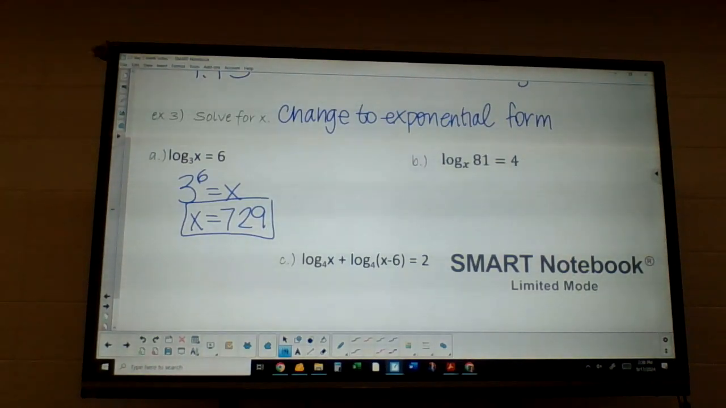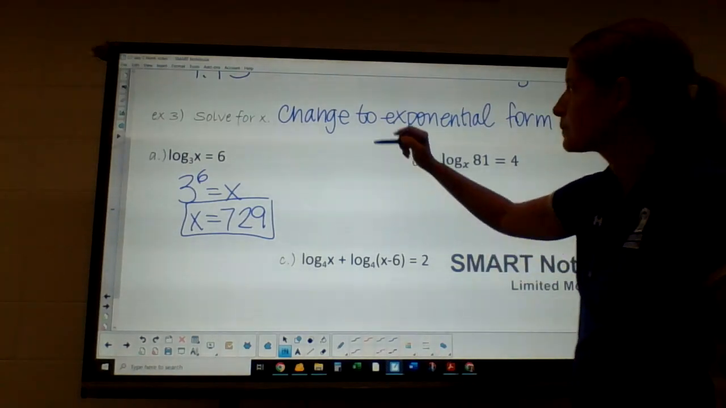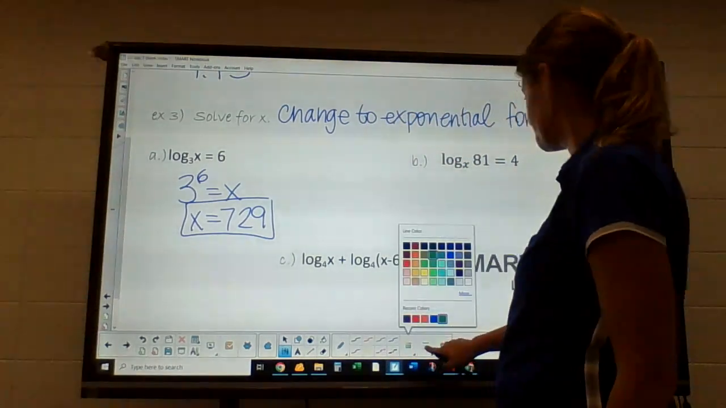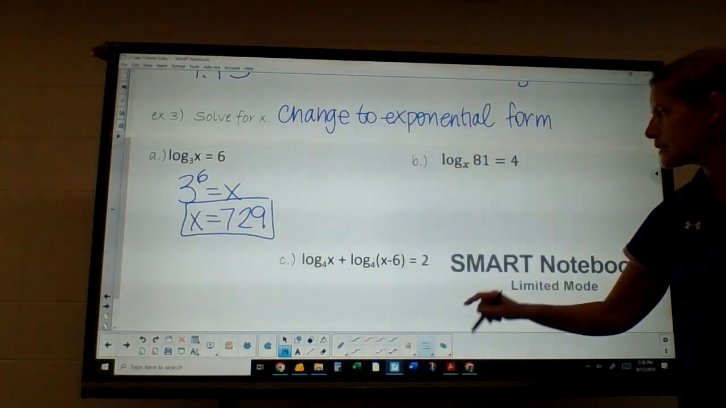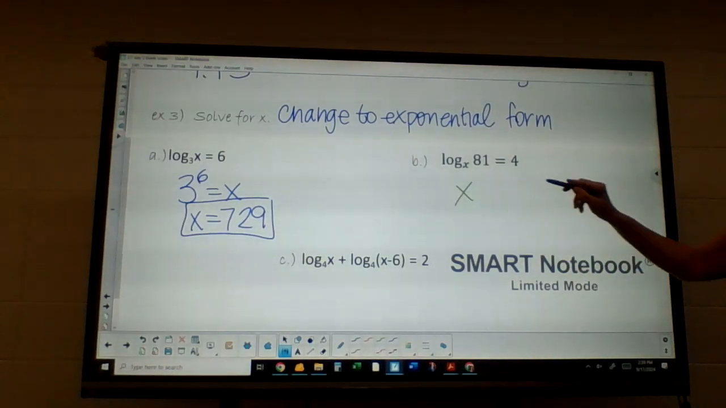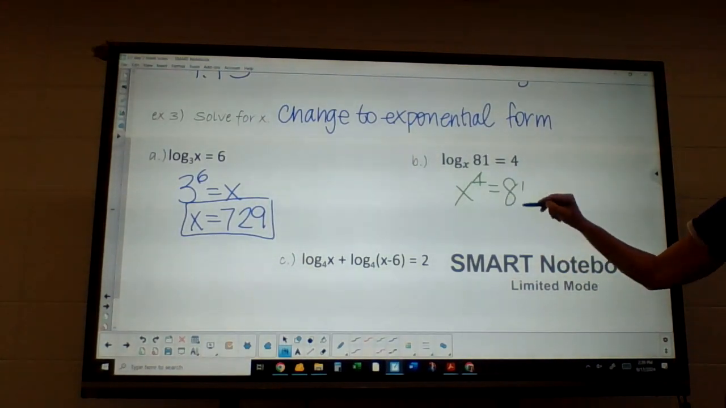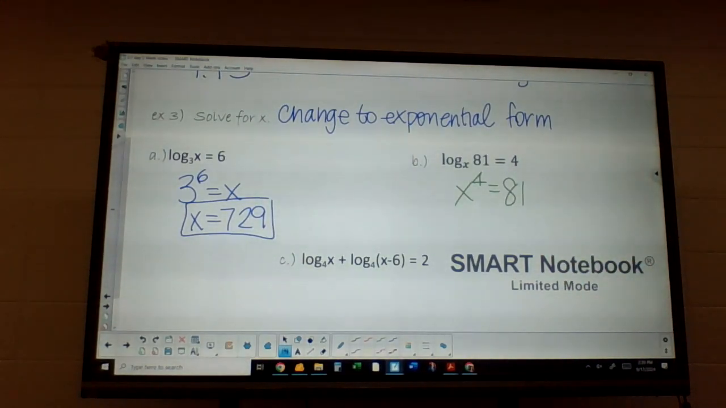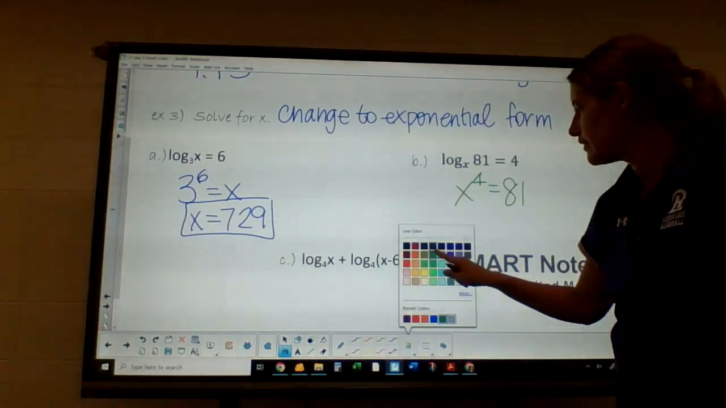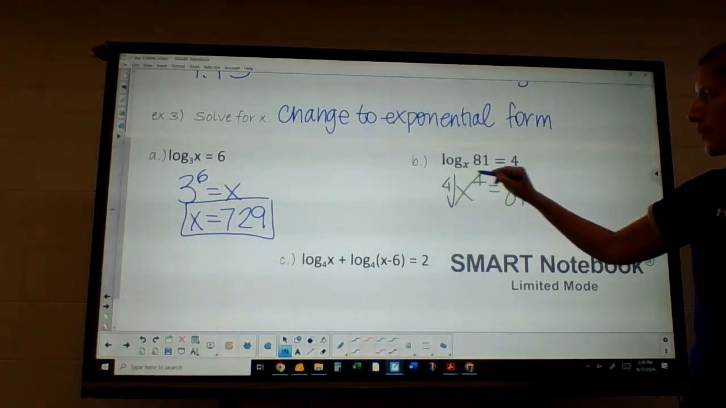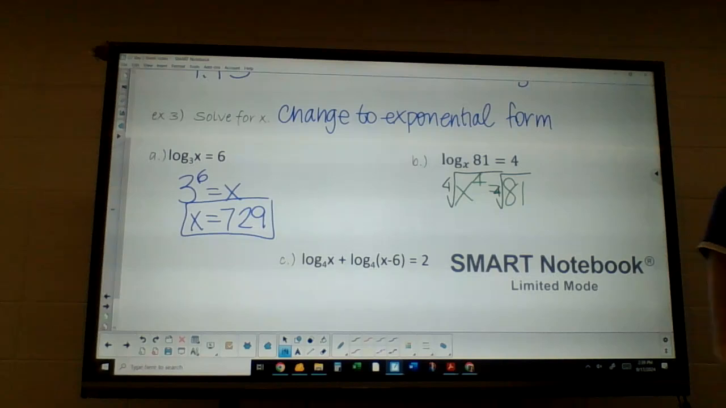Same thing for the next one. Now this next one's going to require a little bit more thinking once you rewrite it. So again, my base, we have x in this case. My power becomes 4. Do you guys remember how to solve something with the 4th power? Yeah, the 4th root. Not really the most mathematical way to say it, but yeah, we're going to use the 4th root of 81.